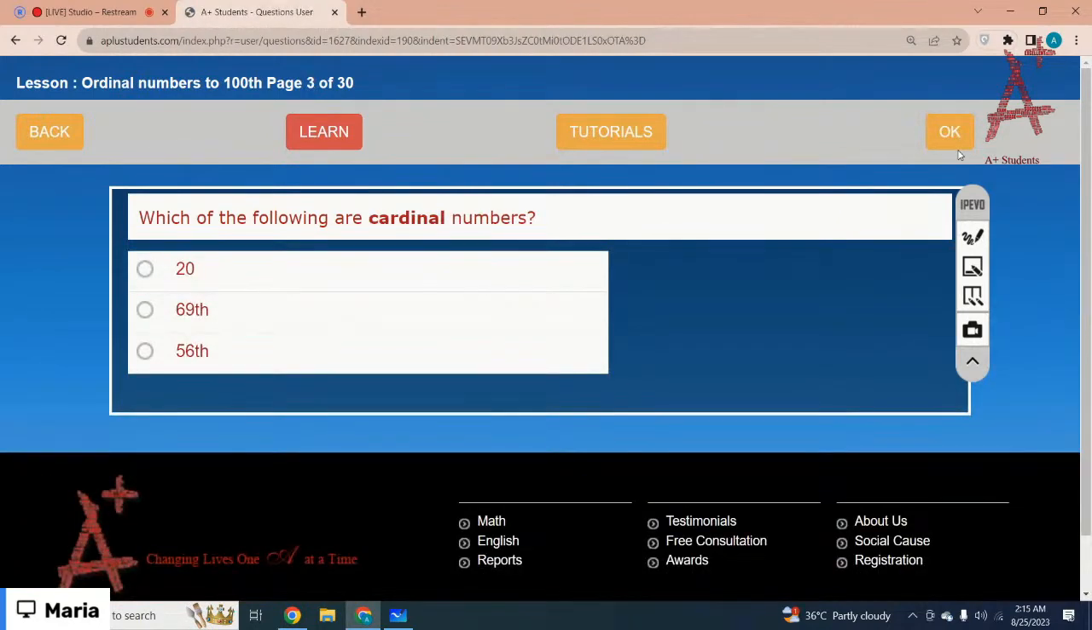Which of the following are cardinal numbers? You have to write the cardinal. 29th, 56th. Which one is cardinal? 69th and 56th are the ordinals, right? Cardinal is only 20. Very good. The correct option is 20.